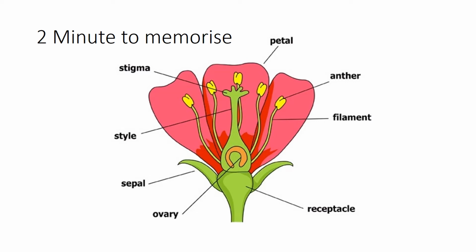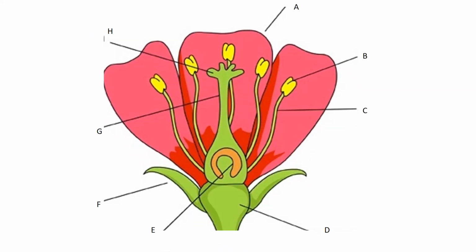Okay, hopefully you've memorized these different parts to the flower. Let's jump in and see how well you write A to H and then write down the answers of the different parts of the flower. So write A to H, pause the video and write down the different parts of the flower. Okay, let's see how many you got right in a score of 1 to 8. Give yourself a score of 1 to 8.